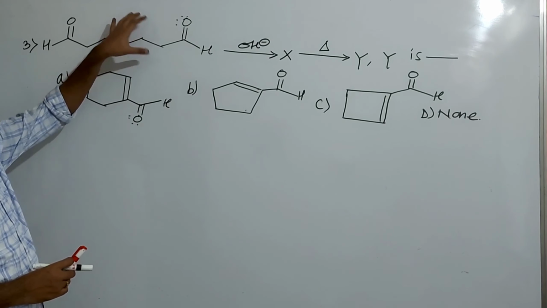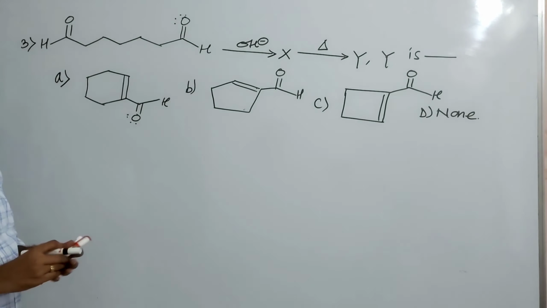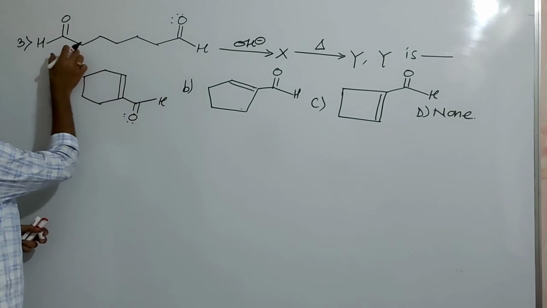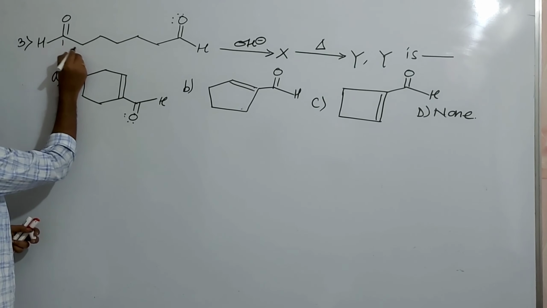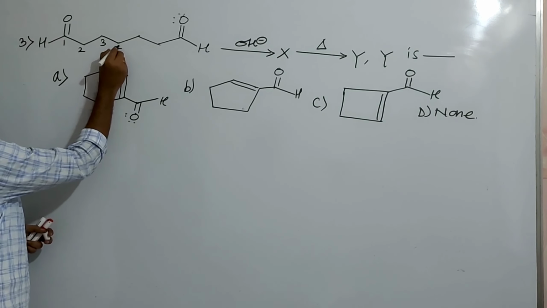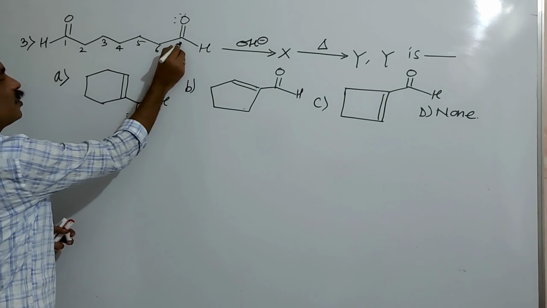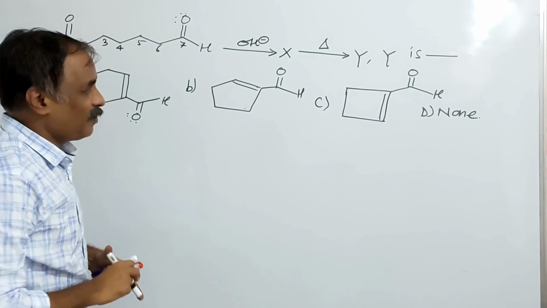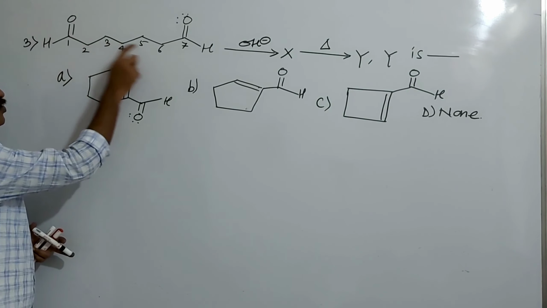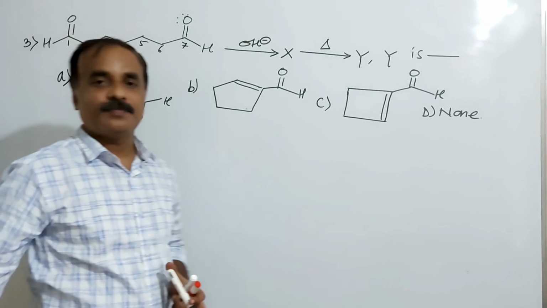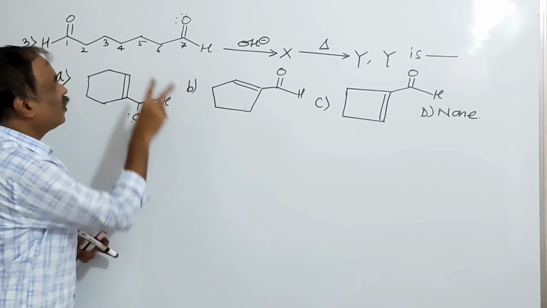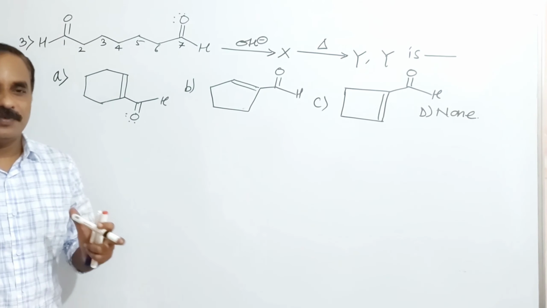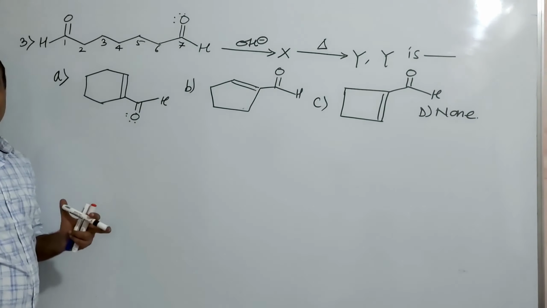Here is the next question. This compound is a dicarbonyl compound. Here it is a carbonyl group, this is an aldehyde group. This is the first carbon, second, third, fourth, fifth, sixth, seventh. The IUPAC name of this compound is heptane-1,7-dial. This is a multifunctional carbonyl compound. Both are aldehyde groups.